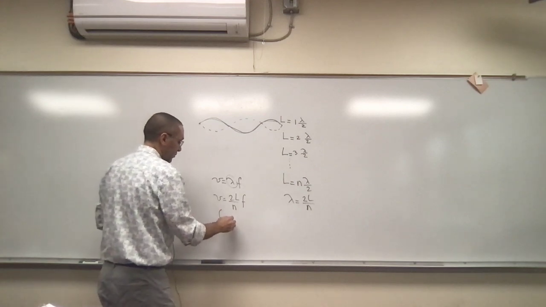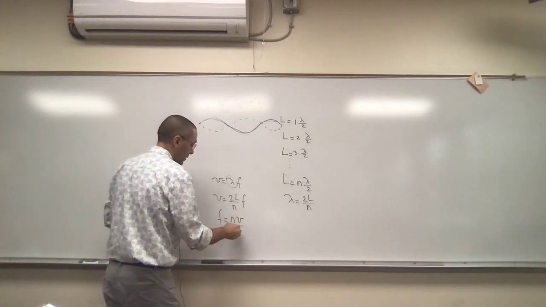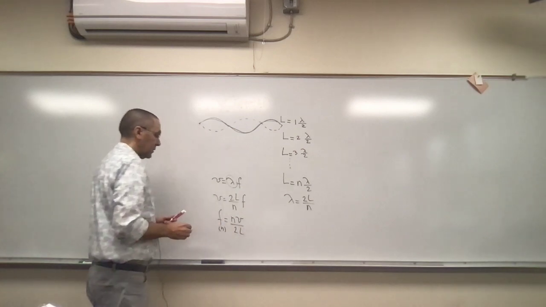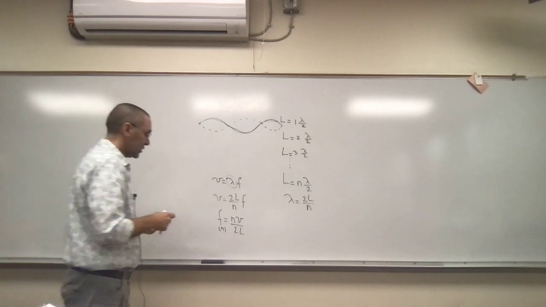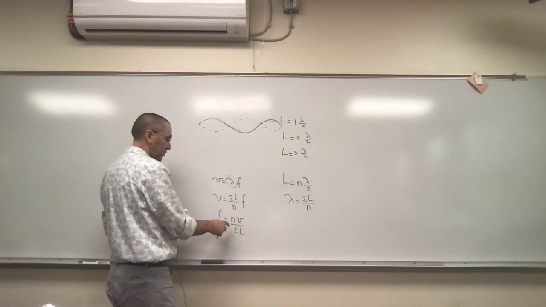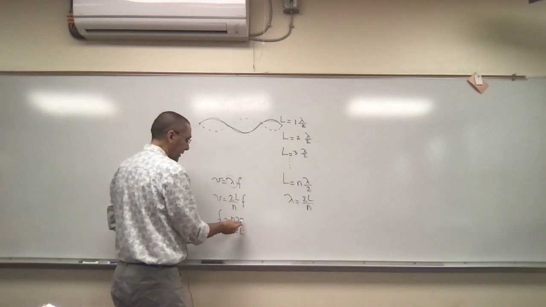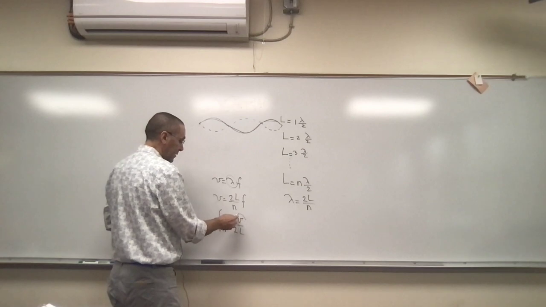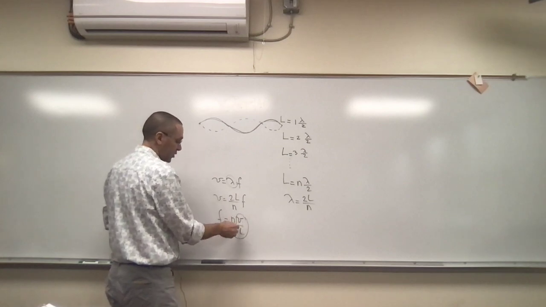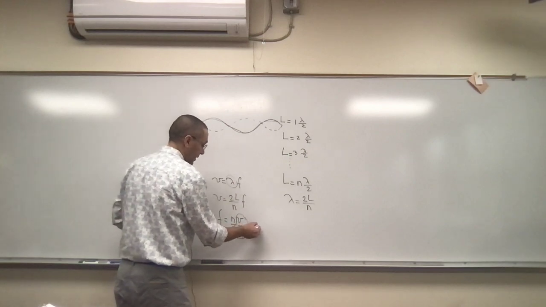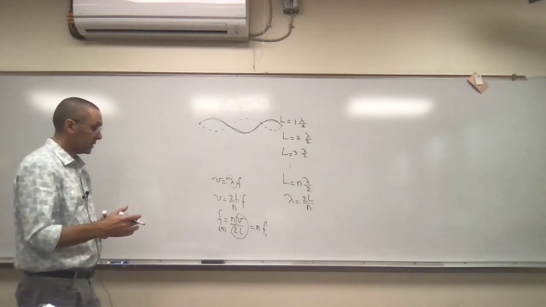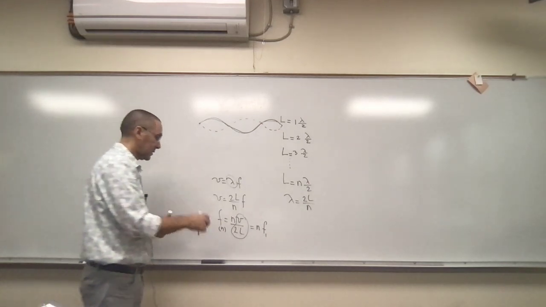F is equal to N V over 2L. And this N is the number of the harmonic. So in other words, if I want to find the fundamental or the first harmonic, I put a 1 here. Second harmonic, I put a 2 there, right? And you can see clearly that this Fn is just a multiple of the fundamental, because the fundamental is just V over 2L. So this is basically N times F1, okay? And N takes numbers like 2, 3, 4, 5, 6, etc., right?